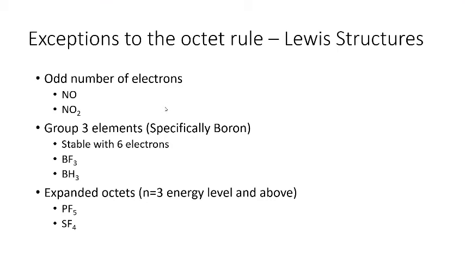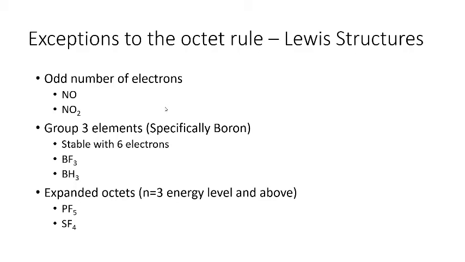Okay, so this method for drawing Lewis structures works very well. But there's a few exceptions to our pre-established rules that we need to make sure that we lay down for you guys, so that your Lewis structures can actually reflect reality. So there are several different exceptions to the octet rule. One of them is if you have an odd number of electrons. The next one would be for group 3 elements, especially boron. And the third one is called expanded octets.